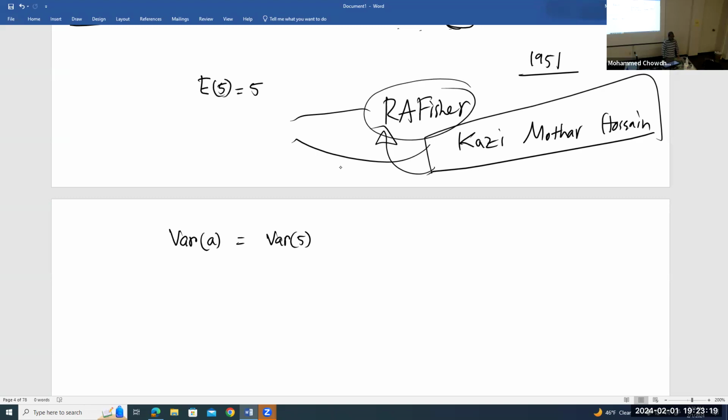Oh, 0. 0, right? So the variance means variability, right? What is the formula for the variance? The variance formula is xi minus x bar squared, right? So 5 is only one number, and xi equals 5, x bar itself equals 5, right? So that means 5 minus 5 equals 0. So there is no variability. So that is why this is equal to 0.